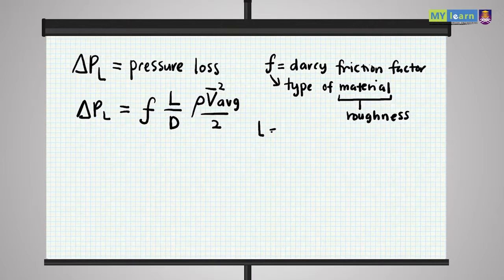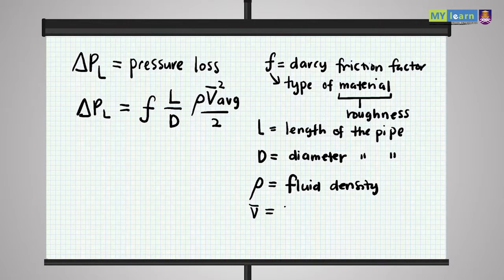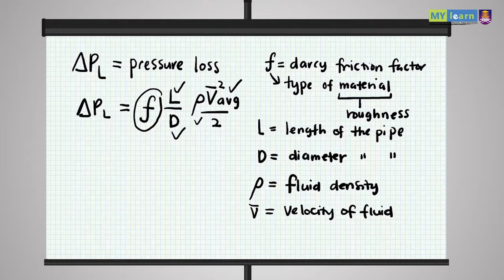Second, L is the length of the pipe, D is the diameter of the pipe, and then you have density, which is the fluid density, rho, and V, which is the velocity of the fluid inside the pipe. In this study, L, D, density, and V square can be easily found using the conditions inside the pipe. However, for F, we need a special study to get the number for F, and this relates to our calculations of Reynolds number.